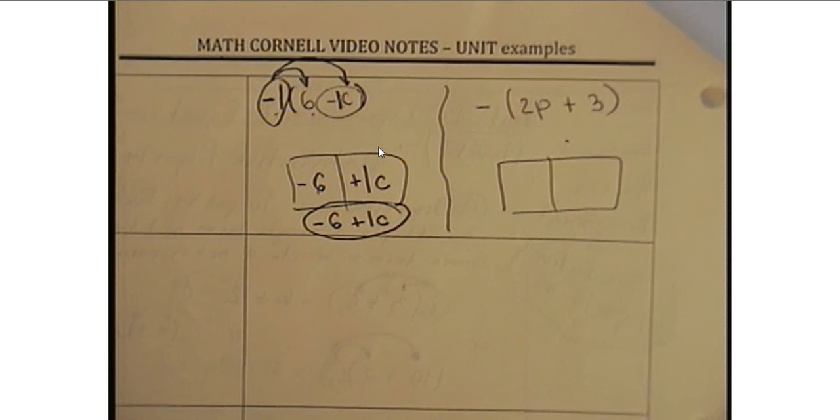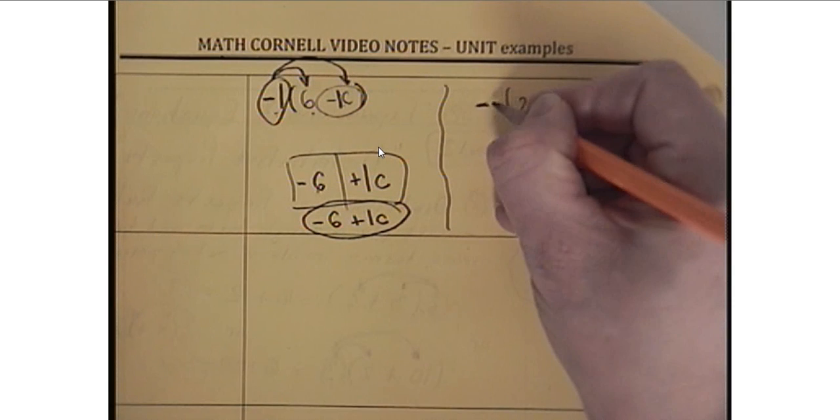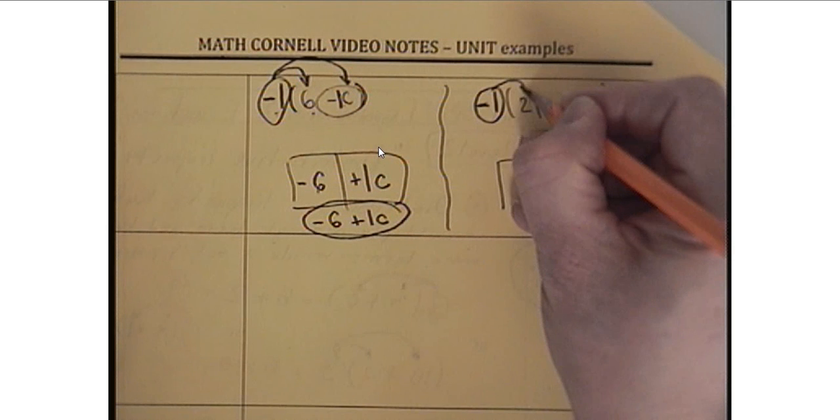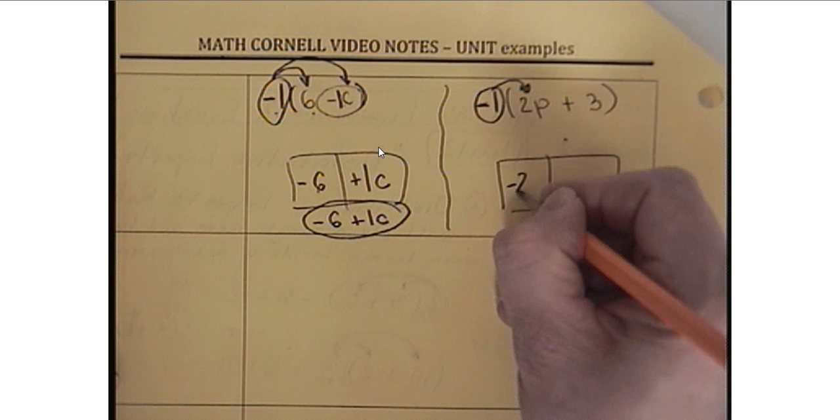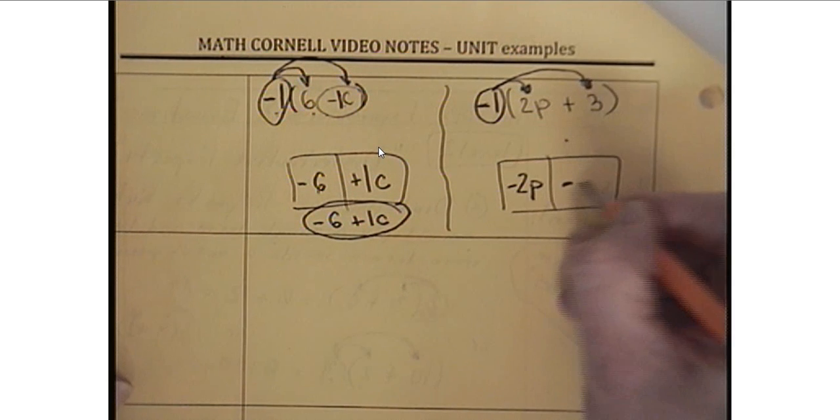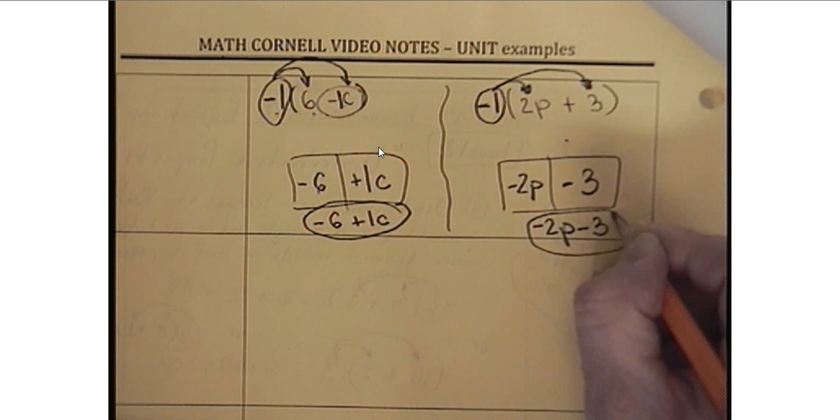So the answer for this is just negative 6 plus 1c. Okay, with the negative sign again outside, if it's just negative, we write 1, and again we multiply negative 1 times 2p, which is negative 2p, and then negative 1 times 3 will give us negative 3. So negative 2p minus 3 will be the answer here.